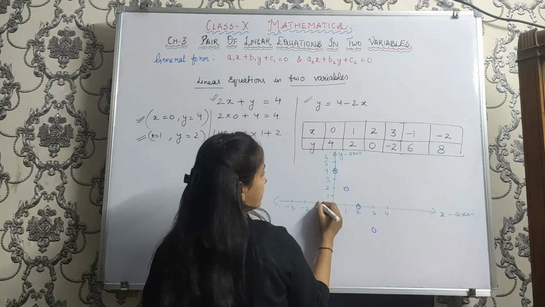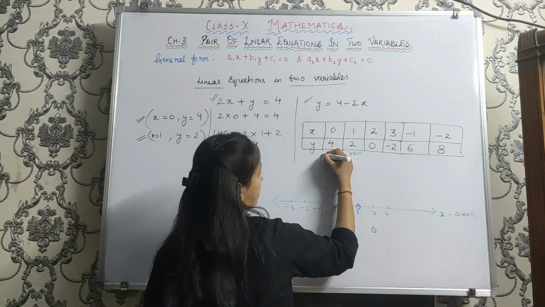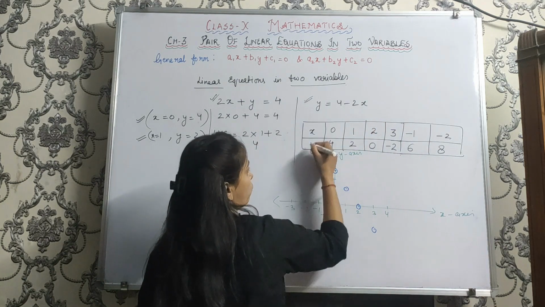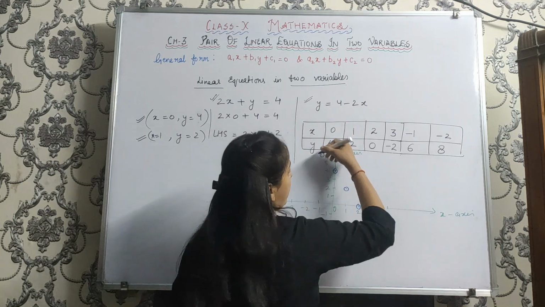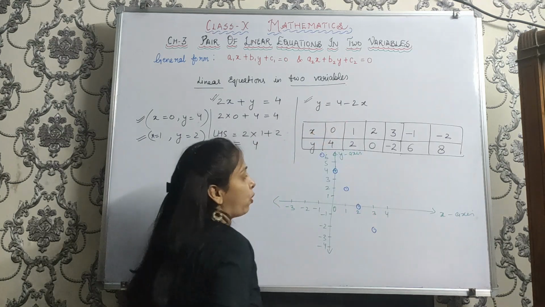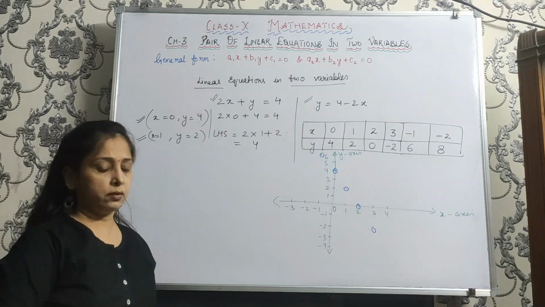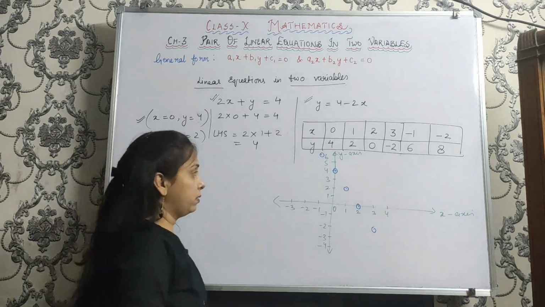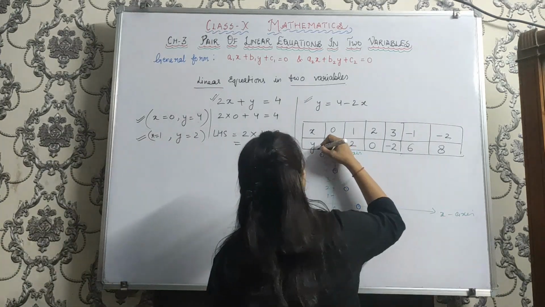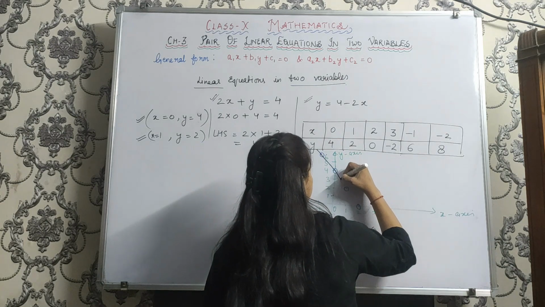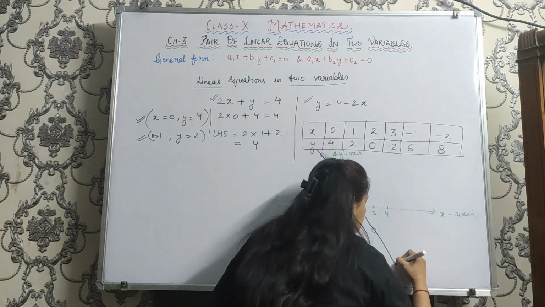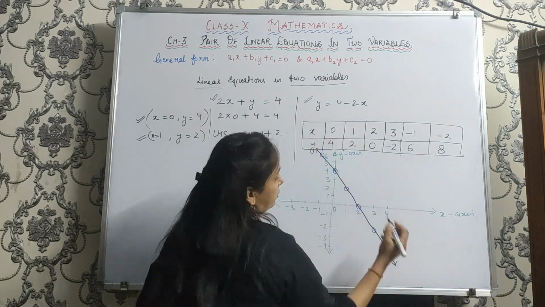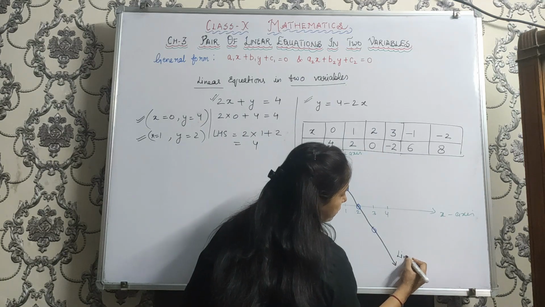y is 6. X is minus 1, y is 6 is here. Then x is minus 2, y is 8 is above this. And if I join these points, what will I get? Any guess? Yes, when I join all these points, what I get is a straight line, or we are getting a line.